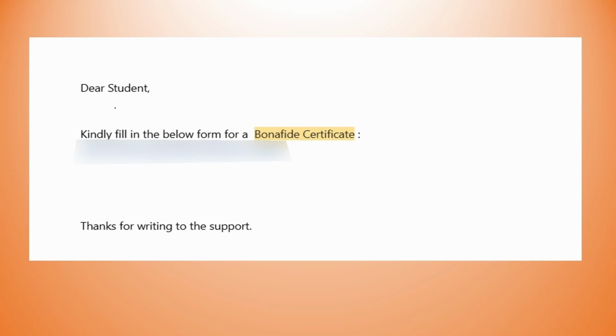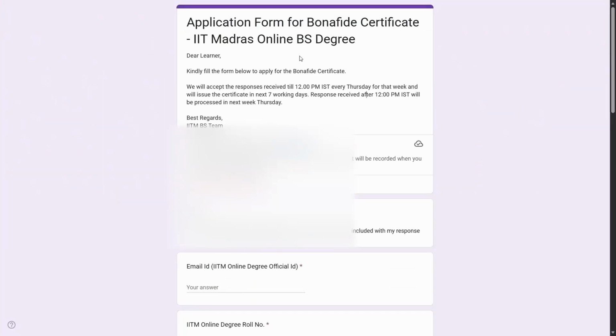To apply for the bona fide certificate, you have to mail the IITM BS support team. They will provide you a Google form link. Don't worry, I will attach this Google form link in the video description, and I will also provide this on my Telegram channel. When you click on this link, you will be redirected to the browser. So you can see how the application form for Bonafide Certificate of IIT Madras BS Degree looks like.